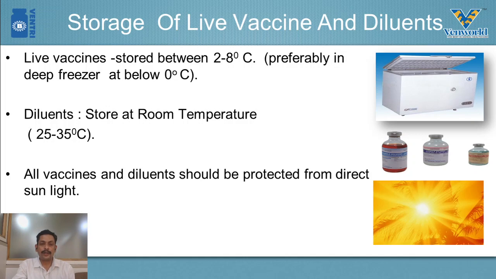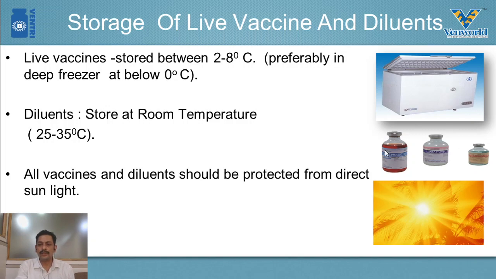Live vaccines should be stored at a temperature of 2 to 8 degrees Celsius, but we prefer deep freezers below 0 degrees Celsius, as there are a lot of fluctuations in temperature, so we have to maintain proper storage of live vaccines. They should be stored in a deep freezer at 0 degrees Celsius. Such deep freezers are available in the market.